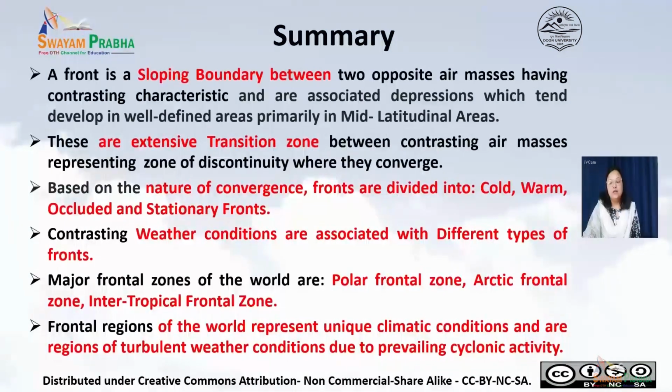Summarizing the video now, a front is a sloping boundary between two opposite air masses having contrasting characteristics in terms of their temperature, humidity, density, etc., and is associated with depression, which tends to develop in well-defined areas, primarily temperate regions of the world. These are extensive transition zones between contrasting air masses, representing zones of discontinuity where they converge, because of which these regions are often associated with turbulent weather conditions, precipitation, and aggressive wind movement also.